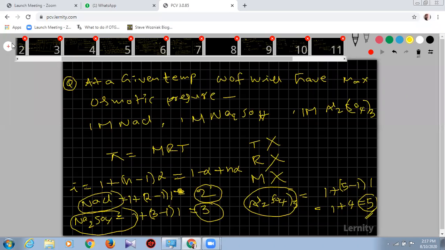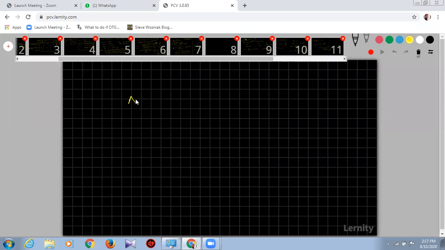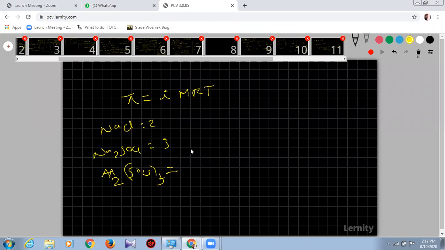Already I told you pi is equal to iMRT. For NaCl, i is 2. For Na2SO4, it is 3. For Al2(SO4)3, it is 5. Now pi is directly proportional to i, so aluminum sulfate will have the most osmotic pressure. What is the order? Al2(SO4)3 will have more, then Na2SO4, and then NaCl.